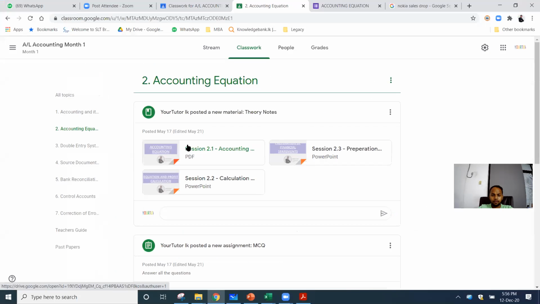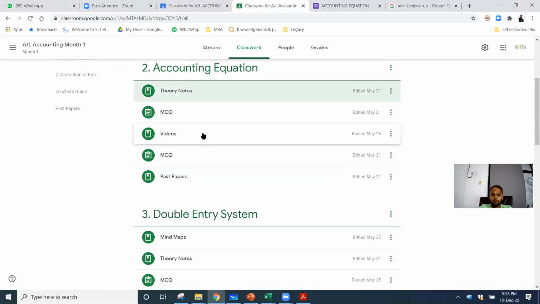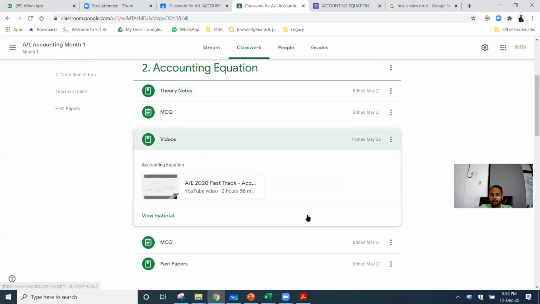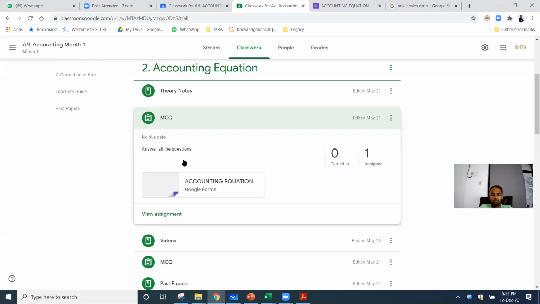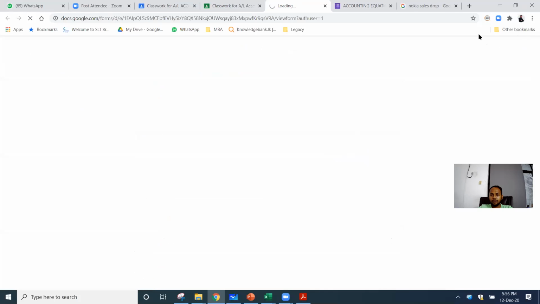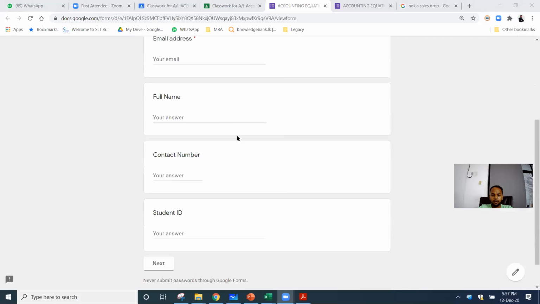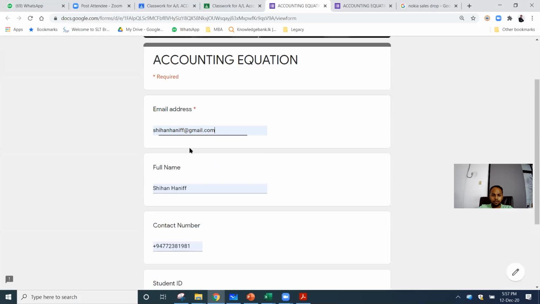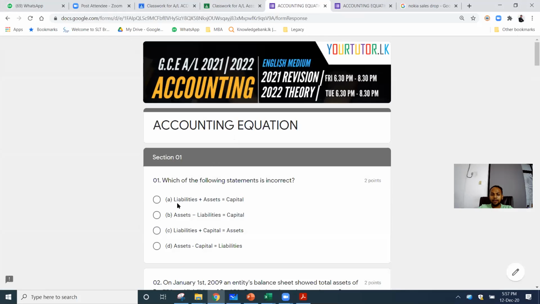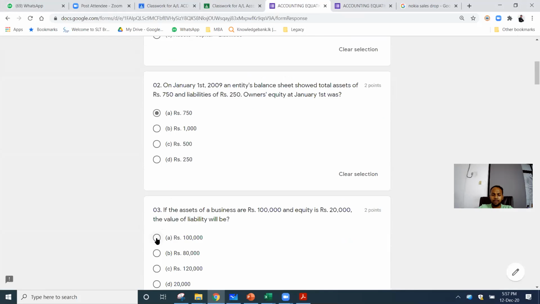So in this classroom, the notes will be there, the tunes will be there, and the lecture videos will be uploaded. Whatever I do online will be uploaded. Let's say you couldn't attend the session, you will have that lecture video here, and the MCQs will be uploaded. So all the MCQs you can do online. Right, it's just a basic thing.